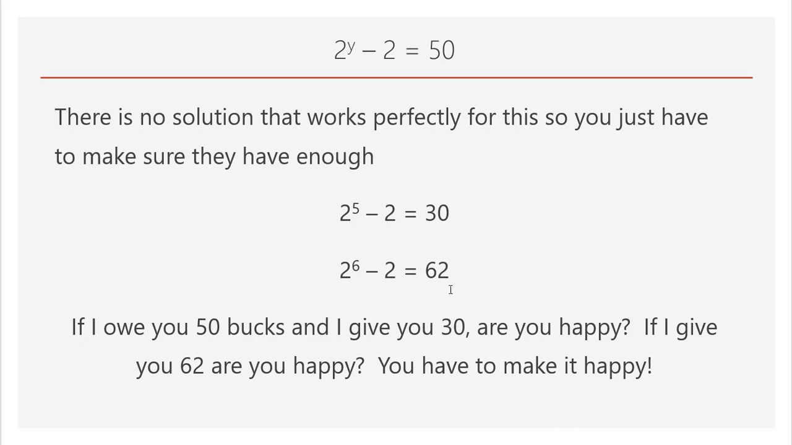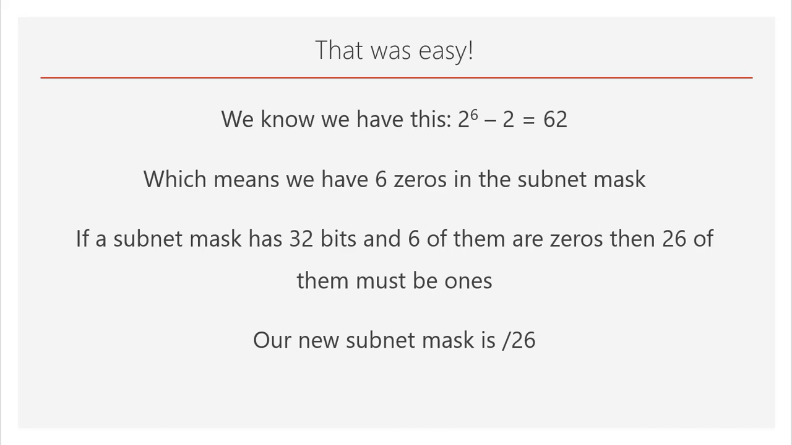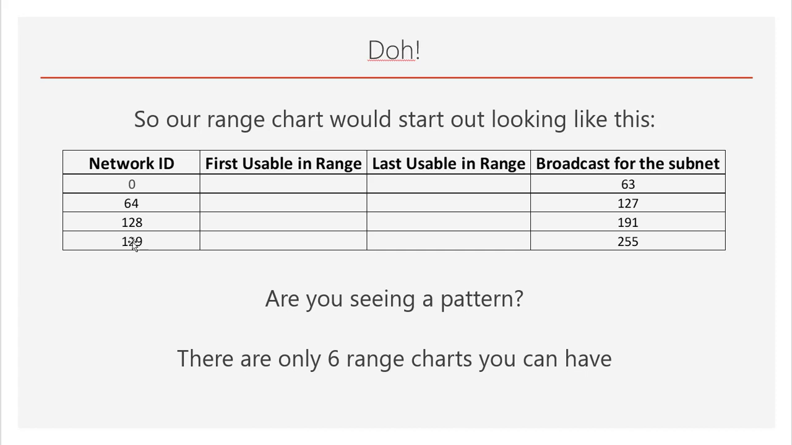So in this case, we're going to have to do 2 to the 6, which is going to give us 62 hosts. So now that we know it's 2 to the 6, we know that that means we're going to have 6 zeros in the subnet mask. So if I take 32 minus 6, I get 26. So then if 6 of them are zeros, then 26 of them have to be ones. So now I figured out the new subnet mask is /26. Then I can fill out my range chart, and I still have the wrong one listed there, and it's a picture, so I can't change that number, sorry.